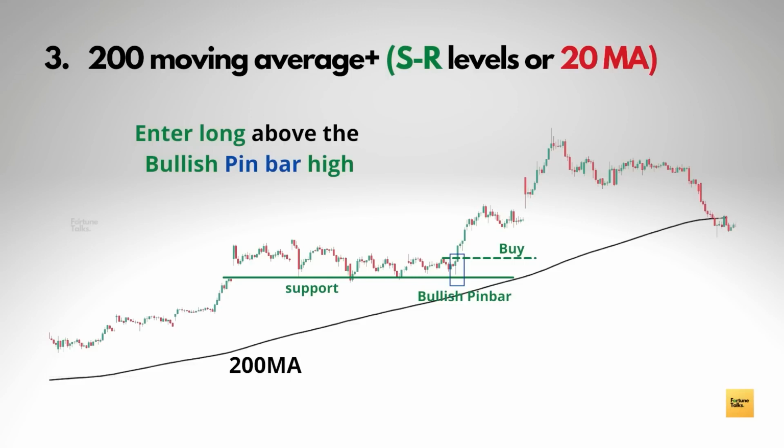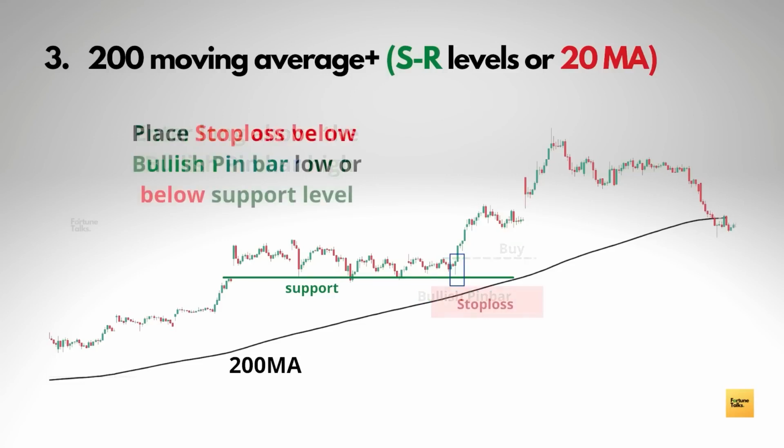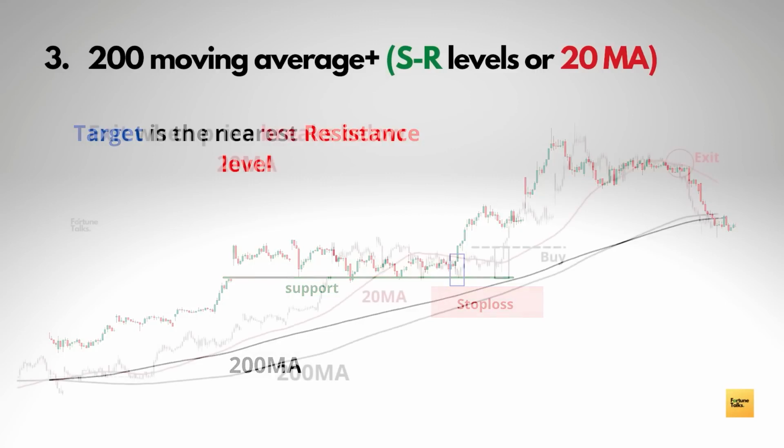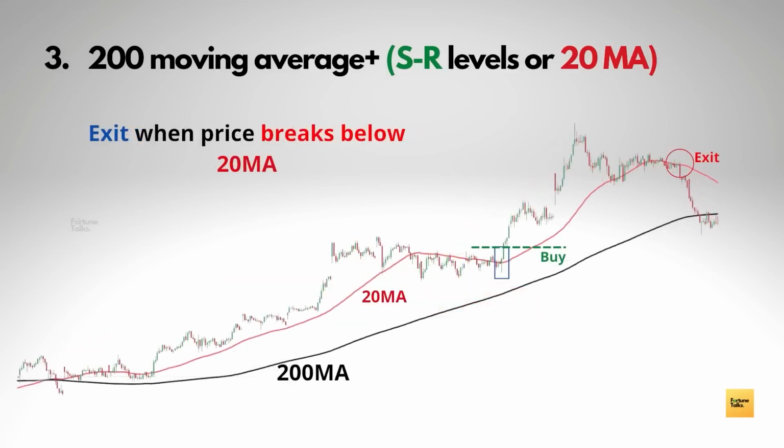You can take a long entry on the very next candle, or you can wait for the break of the highs of the pin bar so as to enter with a confirmation. If you are long, you can place the stop loss below the low of the pin bar or 1 ATR below the pin bar low. Now, if the price goes in your favor, then you can take the profits at the nearest swing high level or the nearest resistance level, or you can even use the 20 moving average as a trailing stop loss and exit when the price breaks below it.